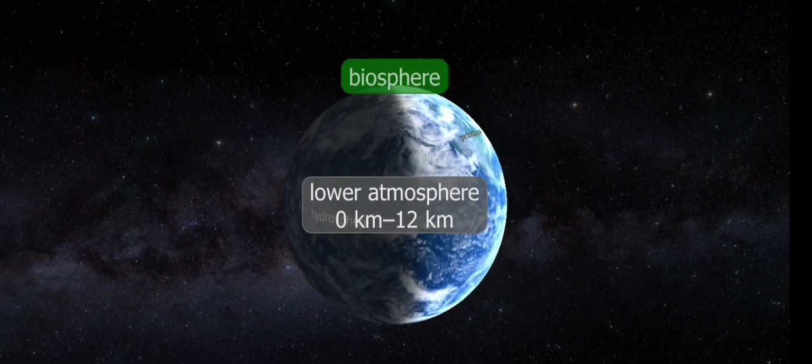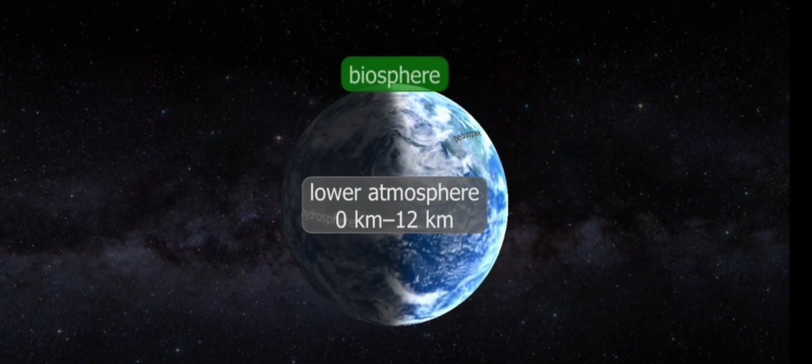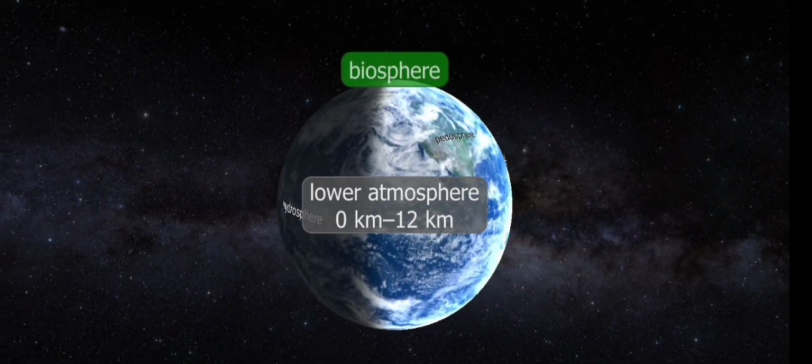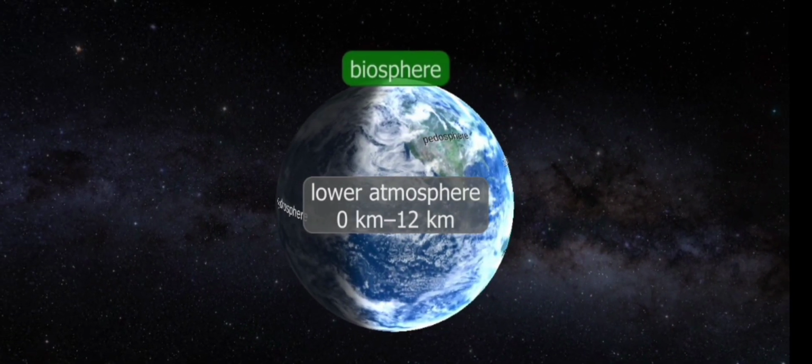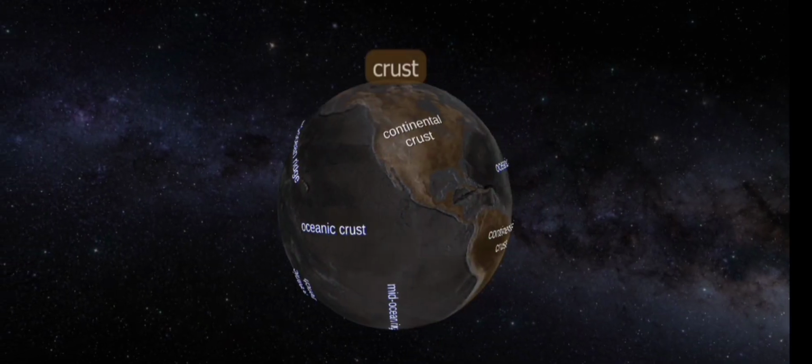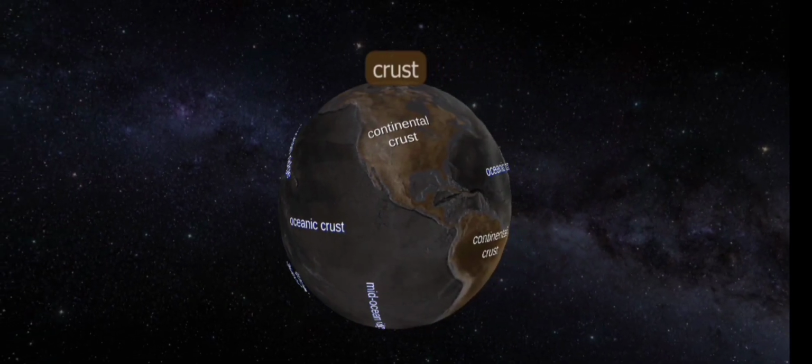The atmosphere is comprised of layers based on temperature. These layers are the troposphere, stratosphere, mesosphere, and thermosphere. A further region at about 500 km above the Earth's surface is called the exosphere. The different layers of the atmosphere.